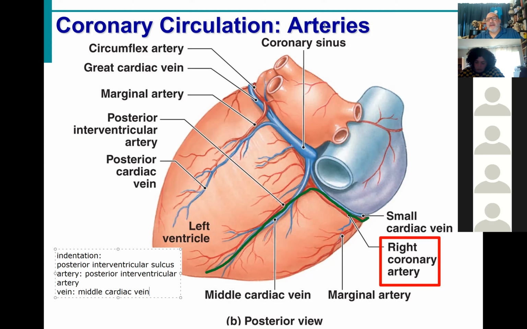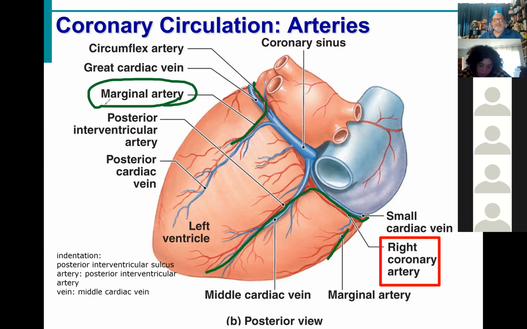Lastly, notice that our circumflex artery comes around that atrioventricular septum and forms a second marginal artery. Notice this second marginal artery isn't on the edge the same way it was over on the other side. Notice here it's over here on the edge. Instead, this posterior marginal artery is actually primarily associated with the left ventricle.